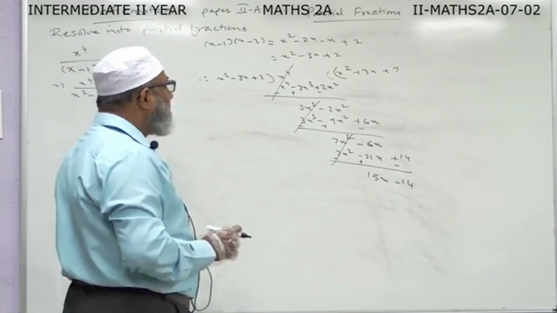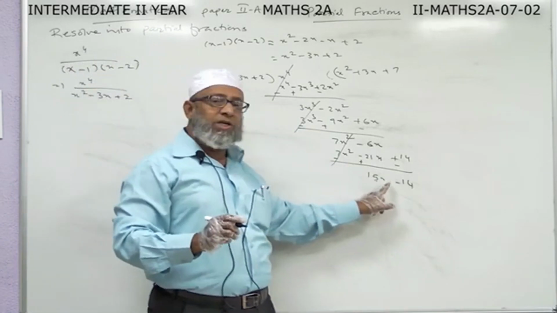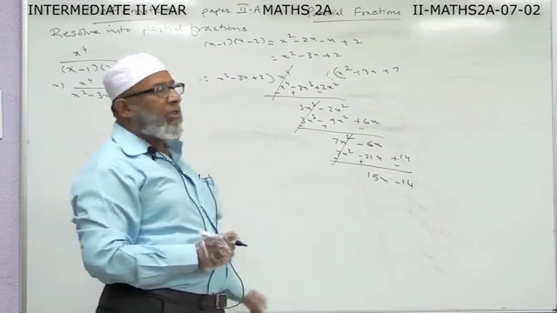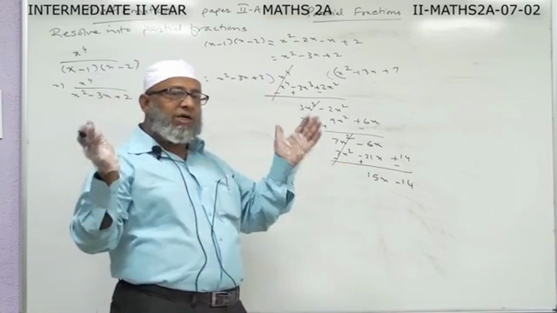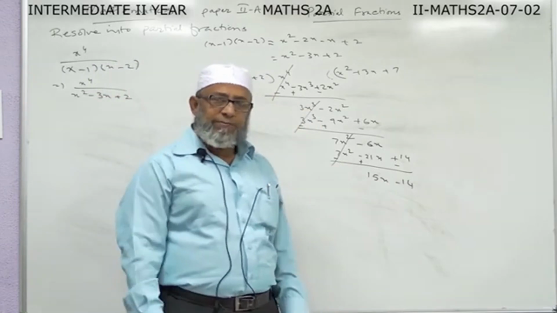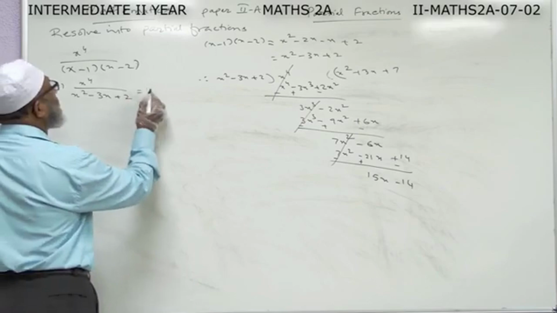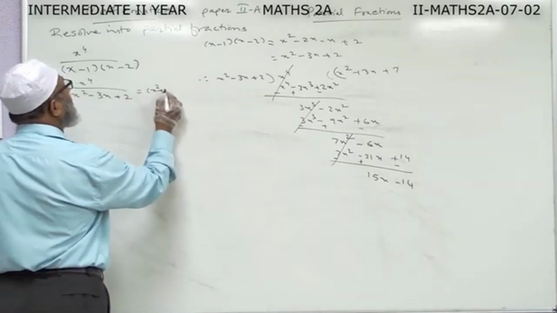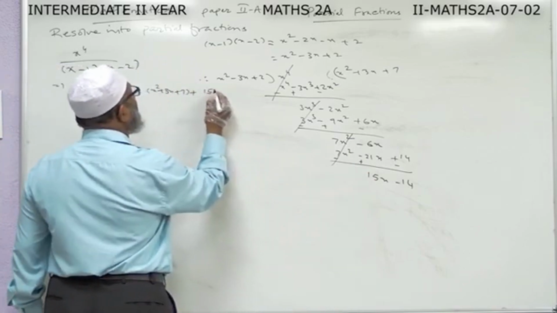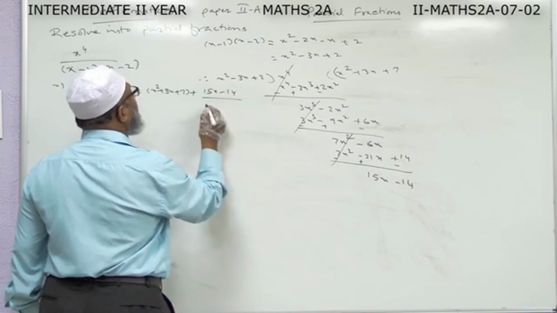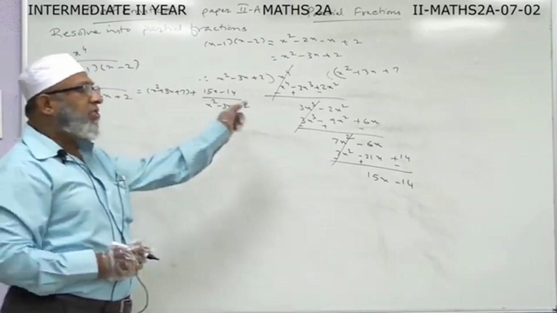Now you see what is the degree here. The power of x square is 2, whereas here the power is 1. So this power must be smaller than the divisor's, therefore we say that it has been converted into a proper fraction. Therefore, I am writing this as x square plus 3x plus 7 plus 15x minus 14 divided by x square minus 3x plus 2. Isn't it?